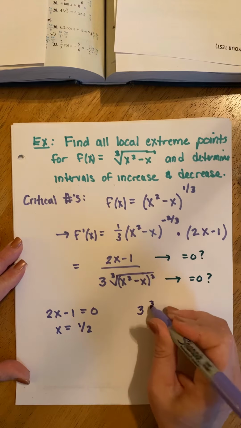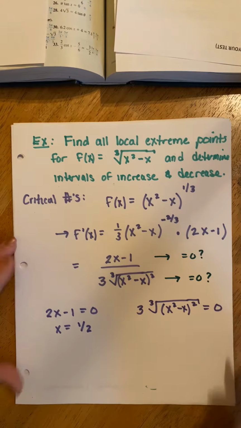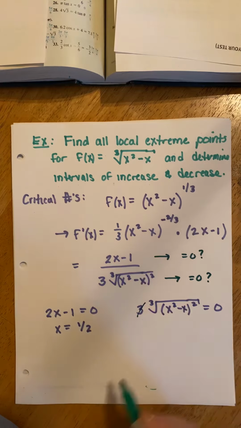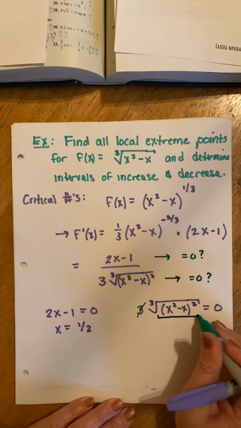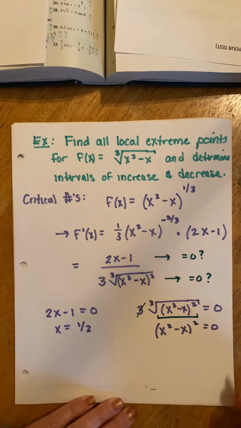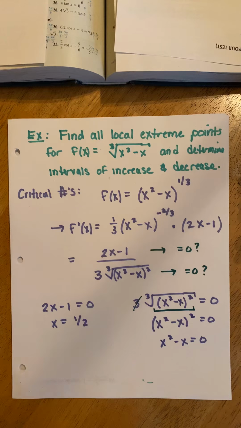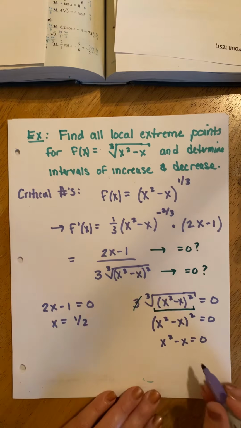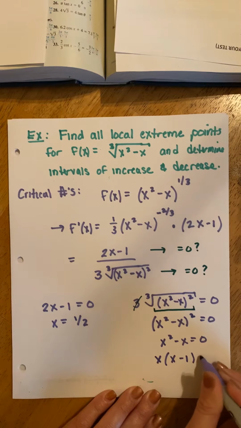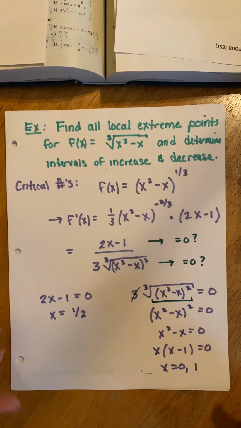Now don't let things like cube roots, with all this other stuff going on, freak you out at all. This derivative is undefined when the denominator is 0. Notice this 3 is irrelevant. We can divide the 3 out. The only time a cube root is equal to 0 is if what's underneath is equal to 0. So in other words, when x squared minus x equals 0. Here we can just factor out the x, and we get x equals 0 and 1. So we have 3 critical numbers for this particular function: 1/2, 0, and 1.